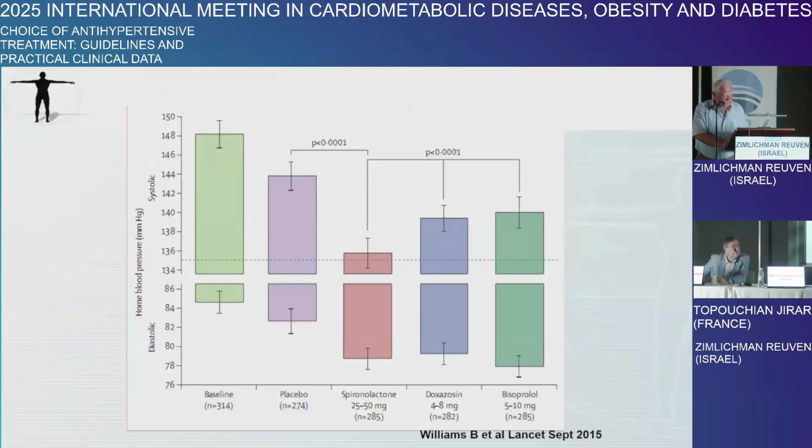You can see in the middle the aldosterone group. The middle bar was the most effective. On the left, the green bar is placebo. And then we have spironolactone, doxazosin, and bisoprolol. Spironolactone was the most effective of all the 3 medications used. And remember, those patients were hypertensive patients.